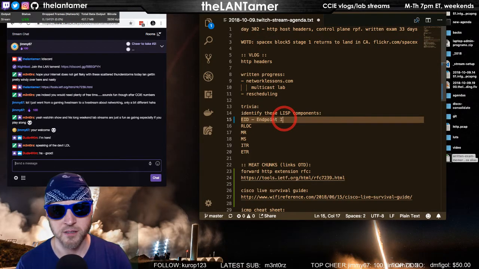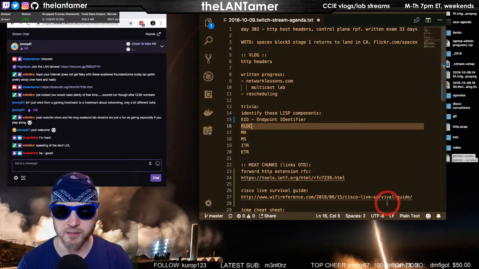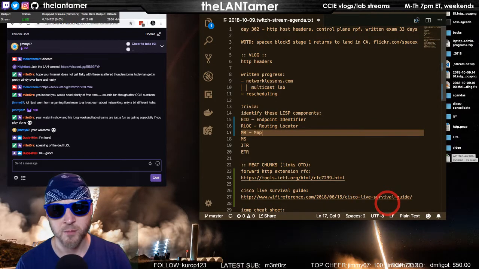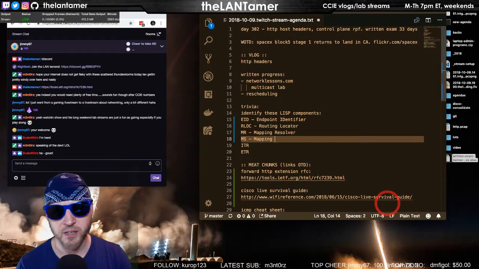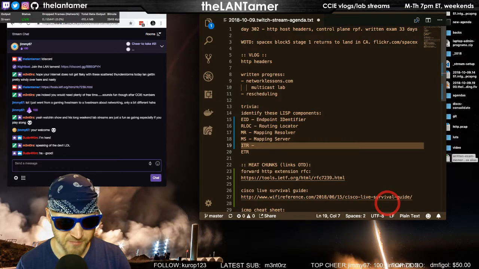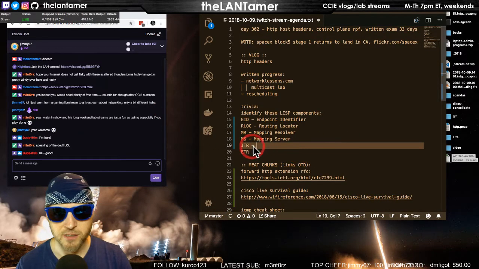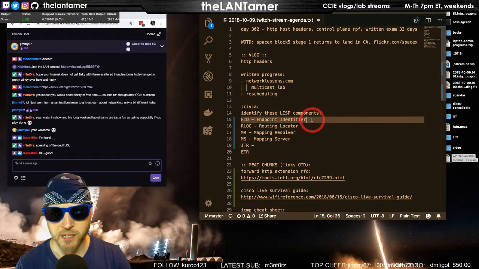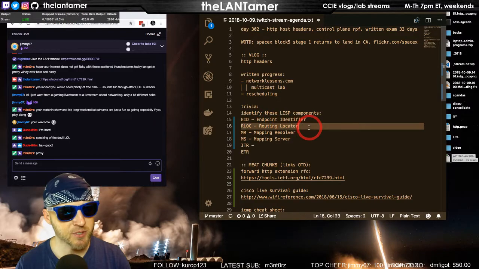There's endpoint identifier, there's routing locator, mapping resolver, mapping server, ITR, ETR. Oh shoot. This is what I need to study more, these two roles, the ITR and the ETR. But essentially you have endpoint identifiers, which is typically where you're trying to map to.